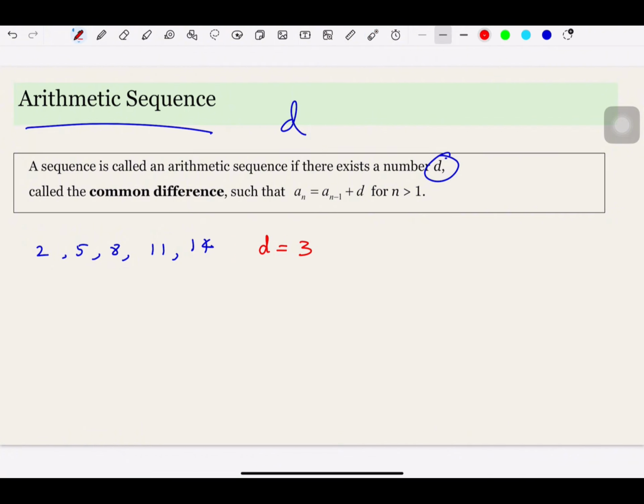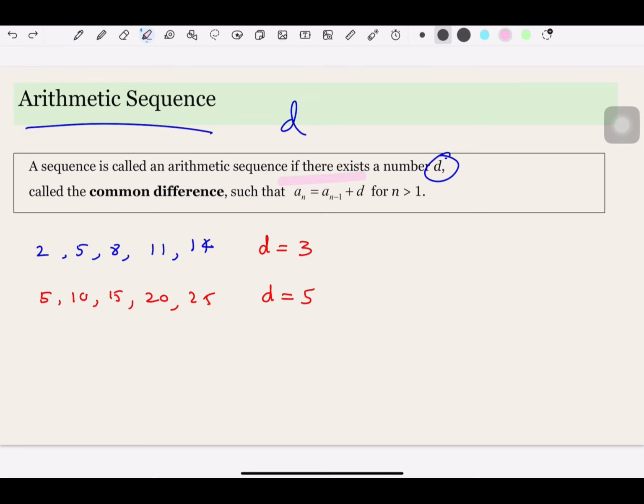Let's take another example. Let's say we have 5, 10, 15, 20, 25. In this example, if you add 5 to 5, you get 10, then 15, then 20. Likewise, if you keep adding 5s, you get this sequence. So the common difference here is 5.